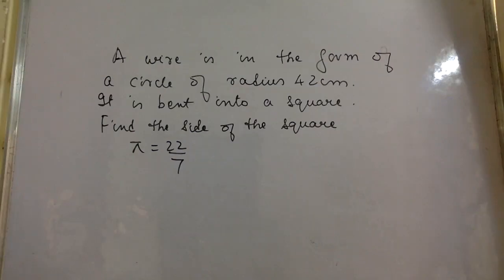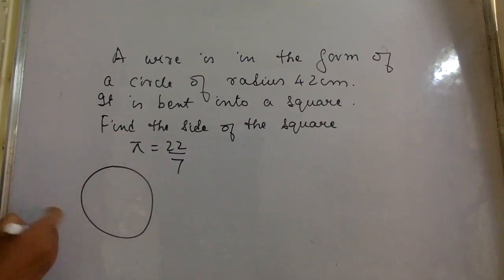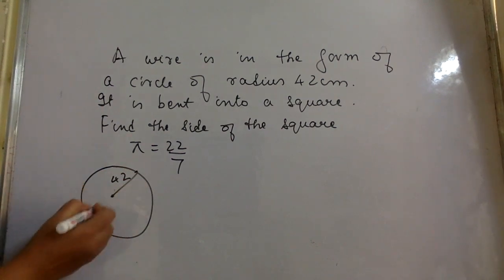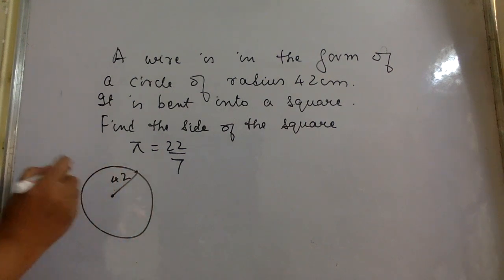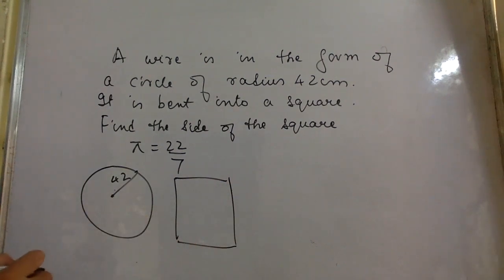Okay, so here is our next question. A wire is in the form of a circle of radius 42. It is bent into a square. Find the side of the square. First, the wire was in the form of a circle and the radius was 42 centimeters. Now what you do, you open up this circle, you cut it, and you make a square out of it. Find the side of the square.